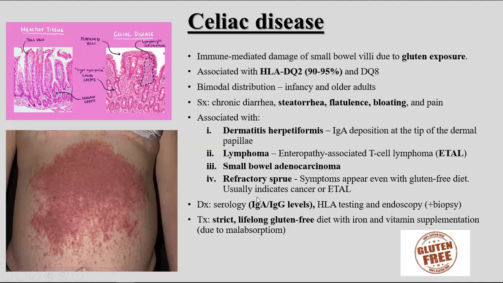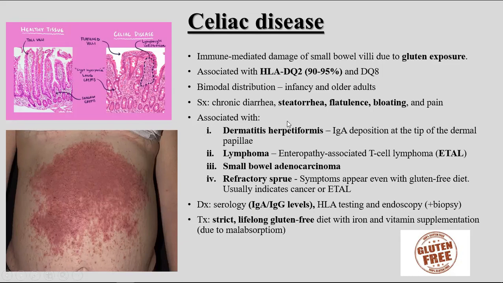They're usually IgA antibodies, but a lot of patients with celiac disease tend to be IgA deficient. In that case you have to look for IgG antibodies. You can do HLA testing, which will come up with DQ2 or DQ8, but finally the definitive diagnosis is endoscopy with biopsy, which is where you're going to see these characteristic findings.